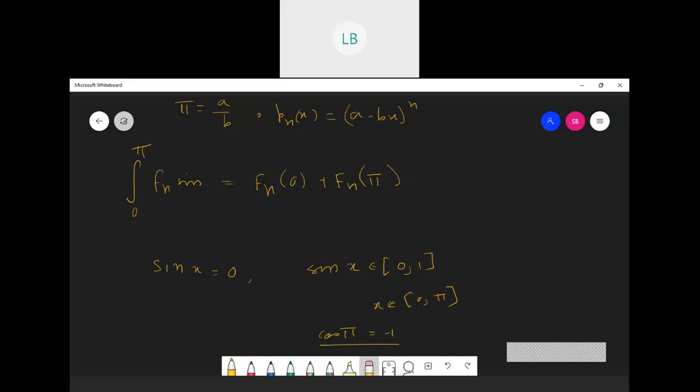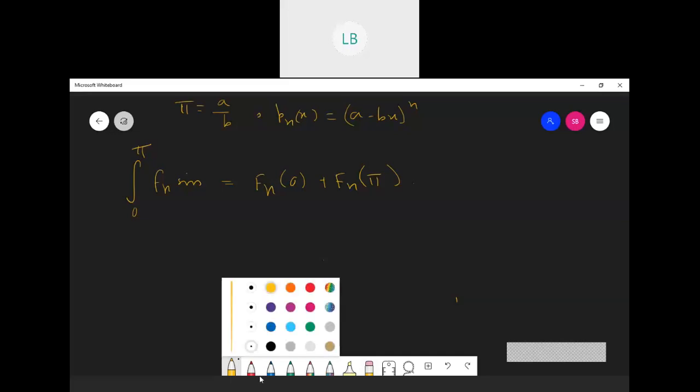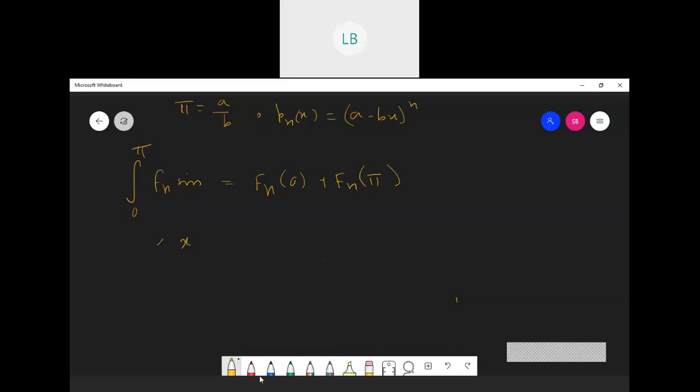Okay. So just let me finish this up. Fine. So now just think this. We know in this integral, x is from 0 to pi, right? That means sine x is from 0 to 1, correct?